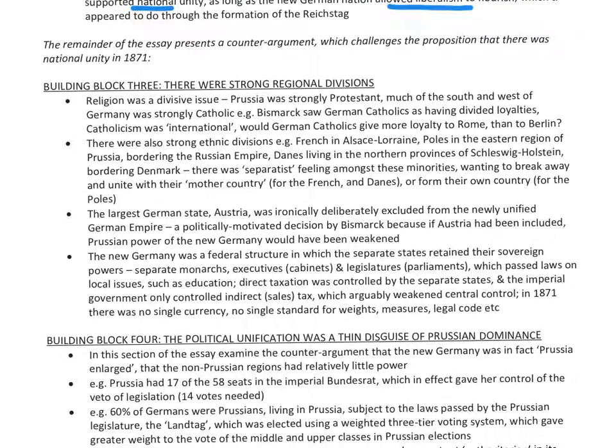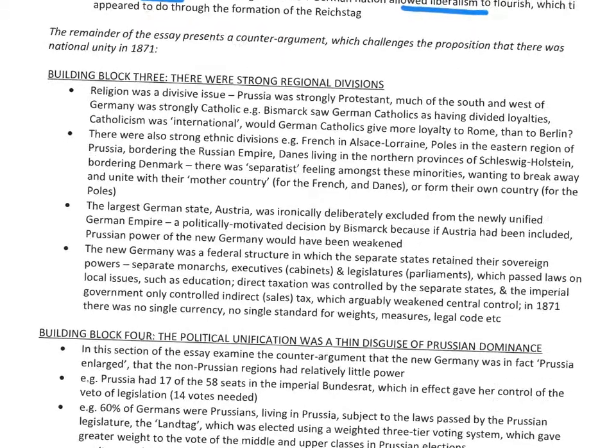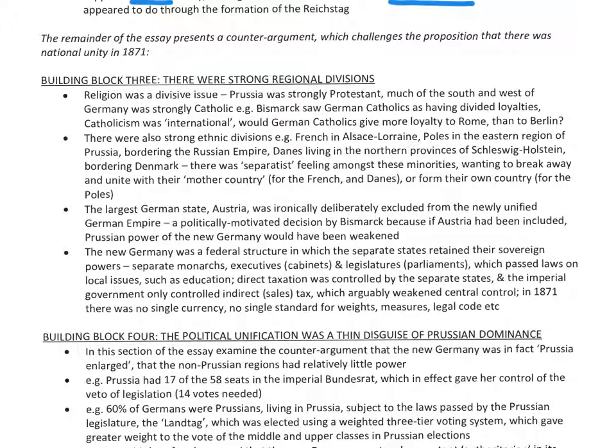Okay, so again, you get a sense here. More of the essay is going to be developing a counter-argument. So let's take the first one, building block 3. Quite a lot of points to include here. Obviously, we're talking about regional divisions. Clearly the country was not a united whole. There's still strong differences from one region to another. Religion was a big issue. It was geographically divided.